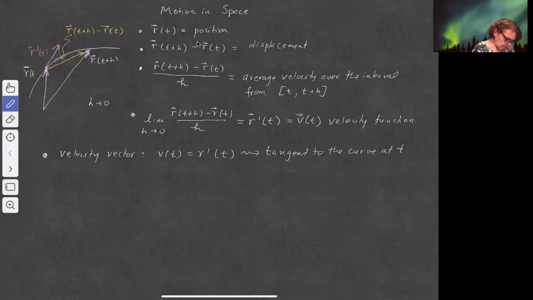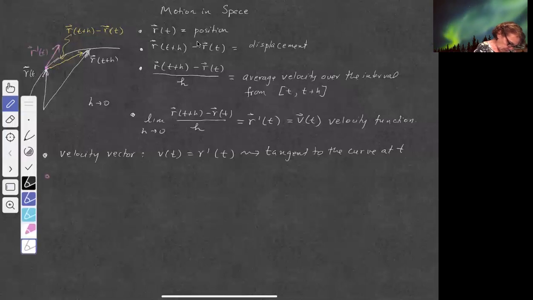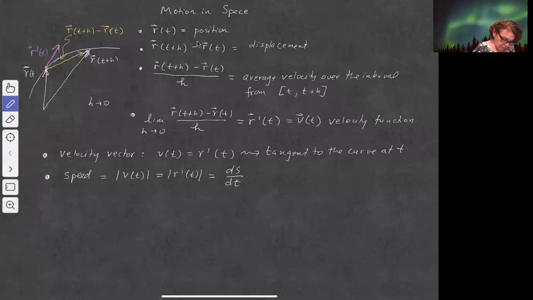Like so. Now the magnitude of the velocity vector is the speed. So the speed is defined to be the magnitude of the velocity vector, or the magnitude of r prime of t. That's the length. And it's also the rate of change of the arc length with respect to time. So that's the speed, which we can also write as s prime of t.